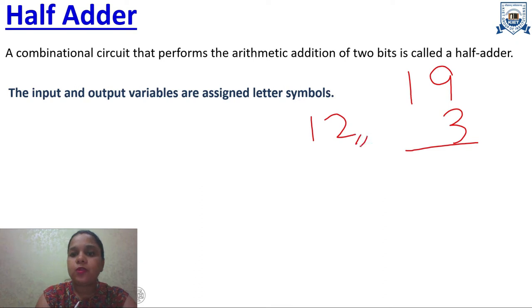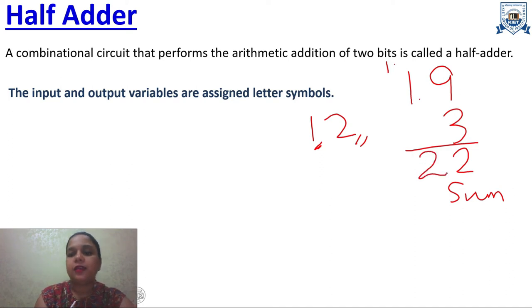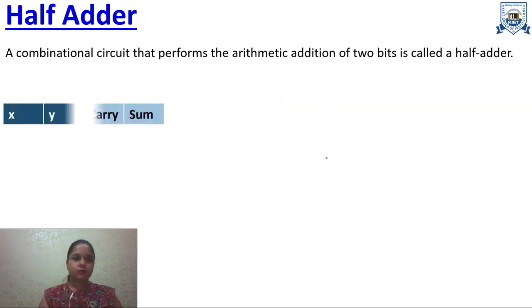So from this 12, 2 is written over here always as sum. And this one is carry. So carry is written here. Now this one and this one are added and the result is added here. So the answer is 22. So whenever there is the addition of two bits, there could be two outputs, that is sum and carry.